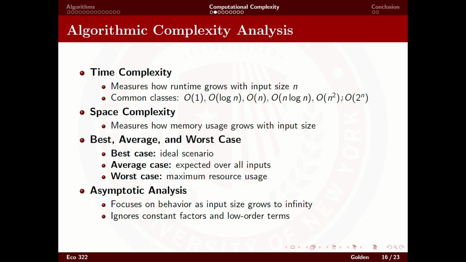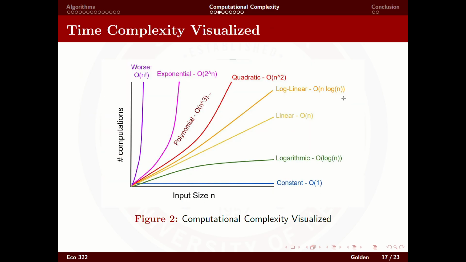And worst case is what we normally think of in terms of time complexity, which is how well the algorithm runs in the worst possible conditions. Because when we think about algorithms, we want to solve everything. We want to solve even the bad cases pretty quickly. So asymptotic analysis focuses on the behavior as input size grows to infinity and ignores constant factors and lower order terms.